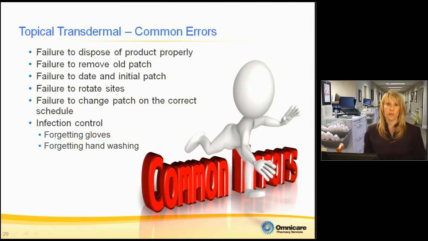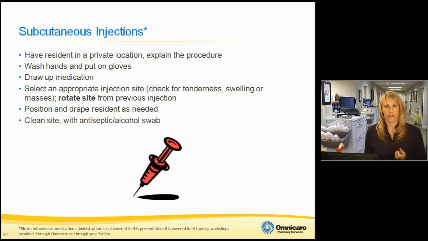Failure to remove an old patch is a big one. You don't need 3, 4, 5 nicotine patches on a person. They're going to get pretty crazy if that happens. You don't need a bunch of estrogen patches, and you certainly don't need a bunch of fentanyl patches on people. So make sure that you're removing the old patch. Failure to date and initial the patch. We need to know exactly what happened, especially if there's 3, 4 on there. We need to know who left them on, who didn't change them, what's happening. Failure to change the patch on the correct schedule. And infection control, again, forgetting gloves, forgetting hand washing.